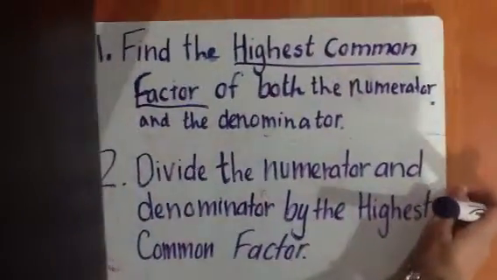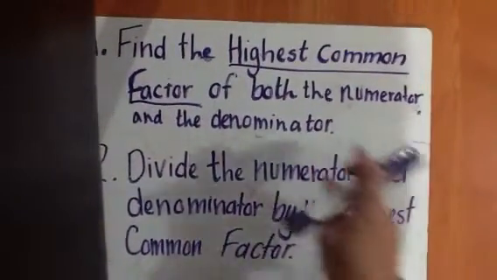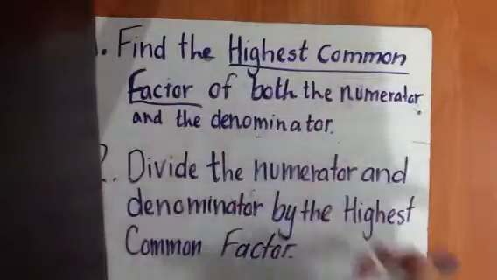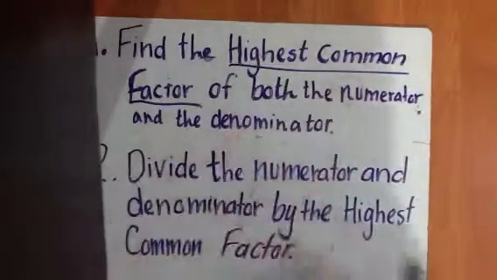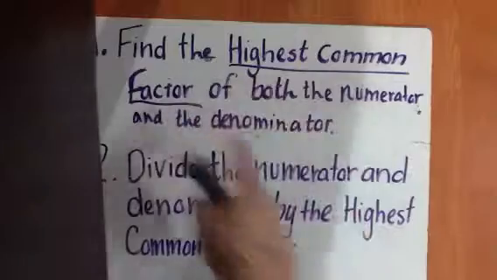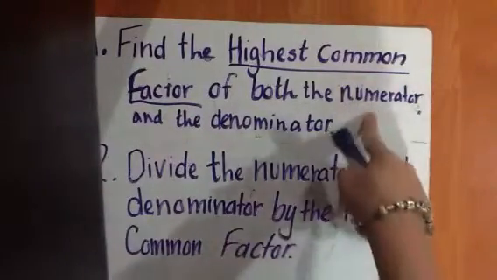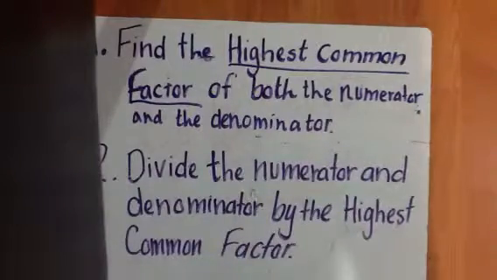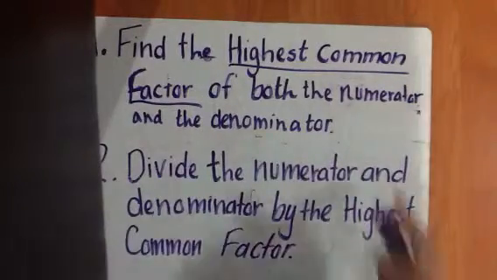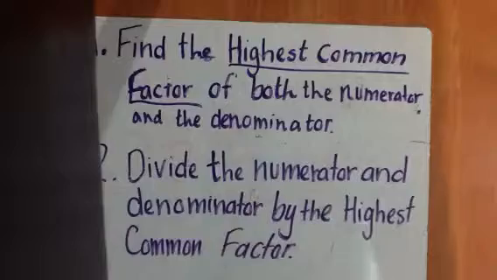Okay, so here we go. When we're simplifying fractions, there's two steps that we have to follow. And those two steps are, we have to find the highest common factor of both the numerator and the denominator. Now the highest common factor is the biggest number that we can divide both the numerator and the denominator by. Okay, so it's the biggest number that goes into both the numerator and the denominator evenly.